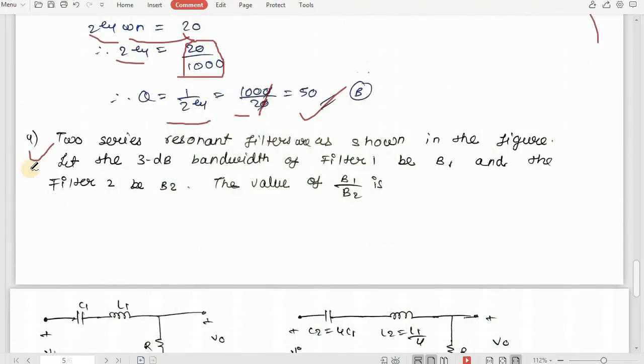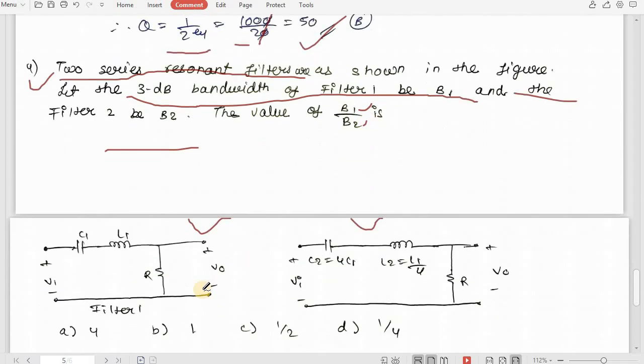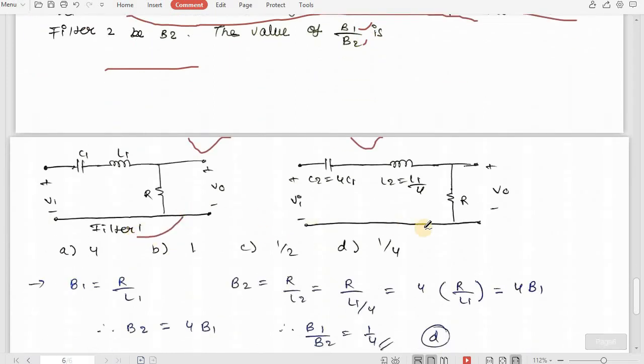This question is also from GATE, and it says that two series resonant filters are shown in the figure. These are the two filters. Let the 3 dB bandwidth of filter 1 be B1 and of filter 2 be B2. We have to get the value of B1 by B2 for these filters. This is one filter, this is the second filter.